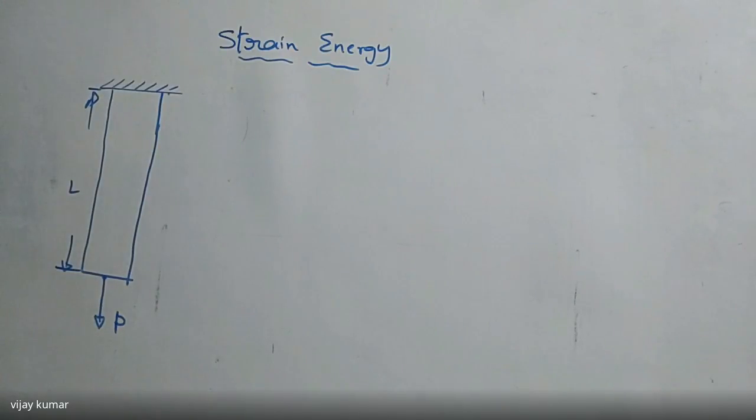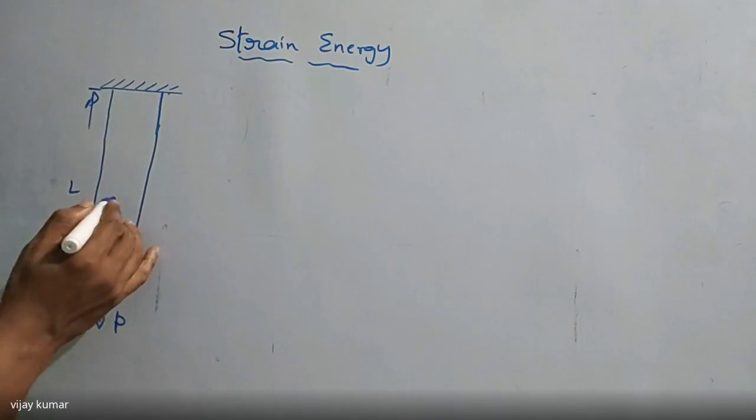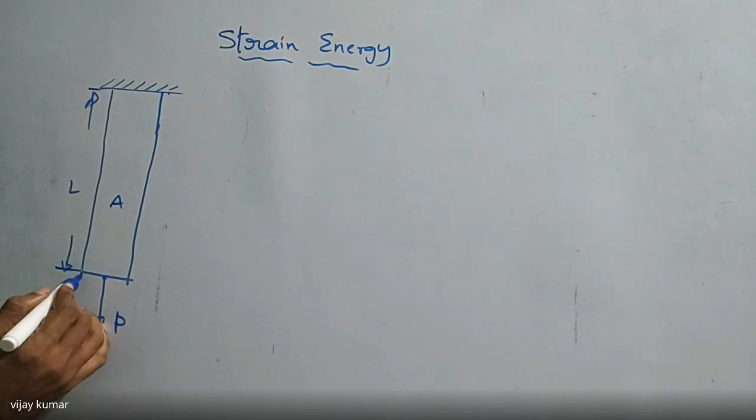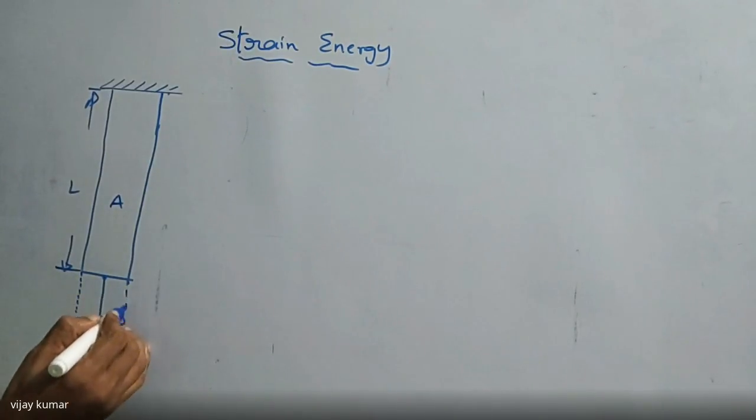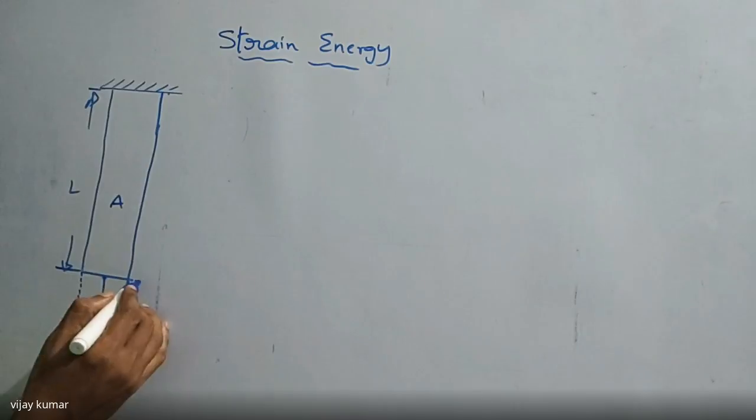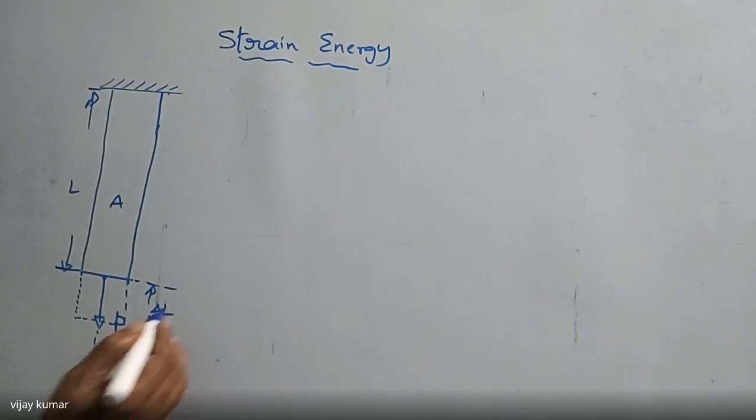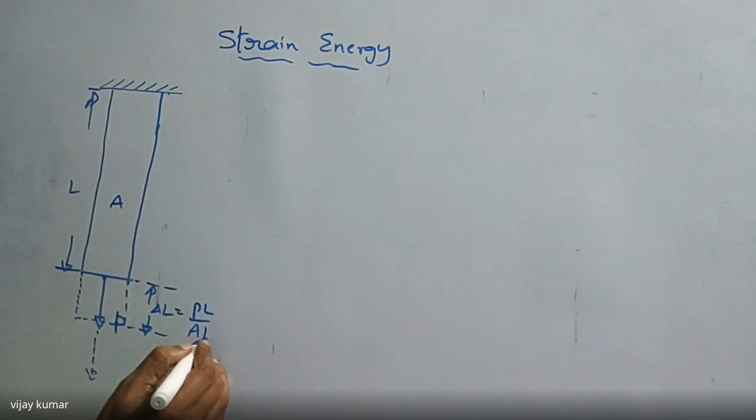If you apply some external force on a bar which has a length of L and area of cross section A, then automatically this bar undergoes some deformation. If you increase the load gradually, the deformation also occurs in the material, and this deformation is delta L. How do we find this deformation delta L? The deformation delta L can be found by Hooke's law. When the material is elastic, delta L is equal to PL by AE.